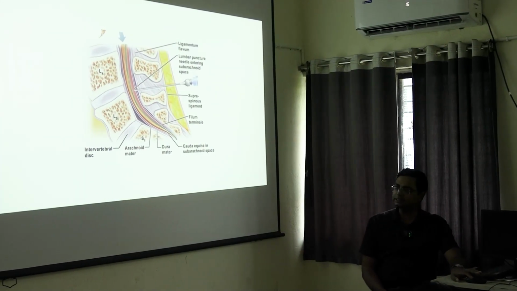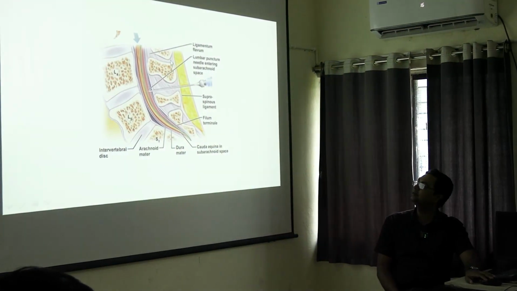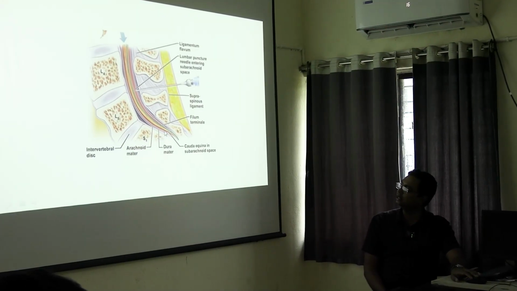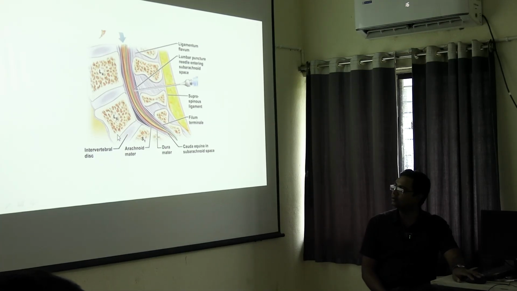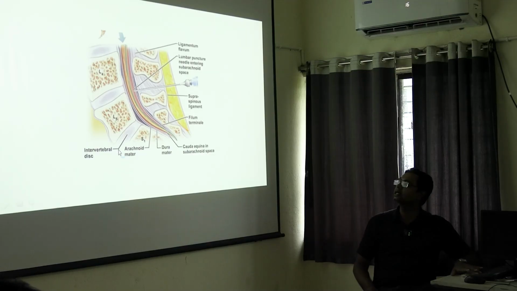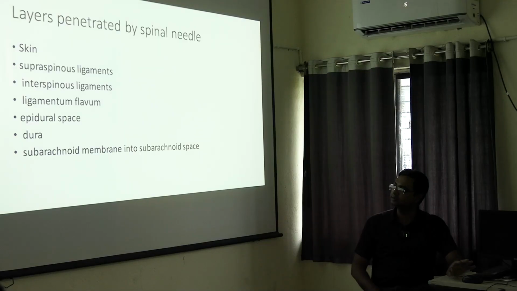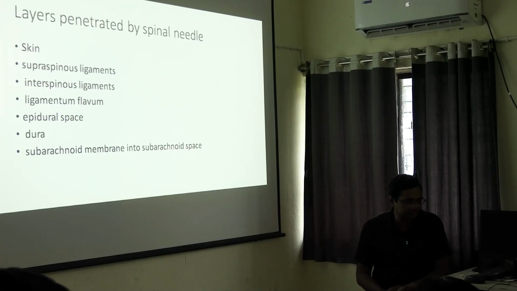So what are the structures that are pierced? Looking from the top, skin, subcutaneous tissue, supraspinous ligament, ligamentum flavum, interspinous ligament, here is your dura mater, arachnoid mater. Intervertebral disc is not pierced. It is given here because most of the MCQs ask which structure is not pierced, and intervertebral disc is one of the options. Same thing: skin, supraspinous ligaments, interspinous ligament, ligamentum flavum, epidural space, dura, and subarachnoid membrane into the subarachnoid space. These are the structures that are pierced.